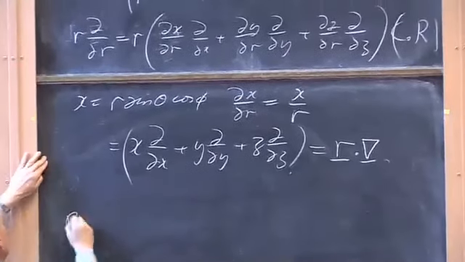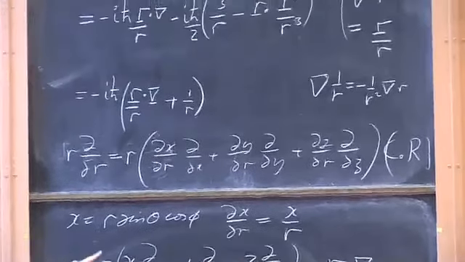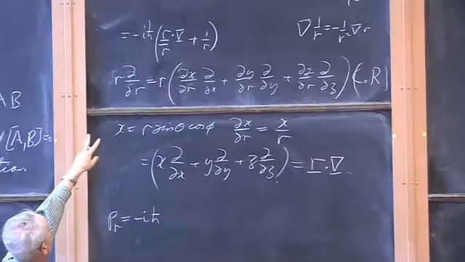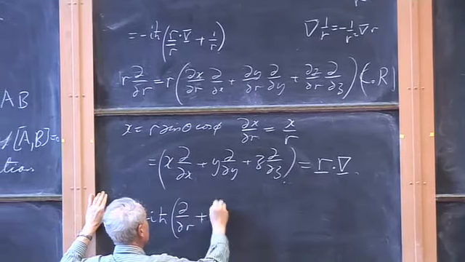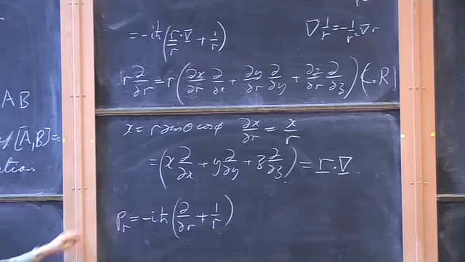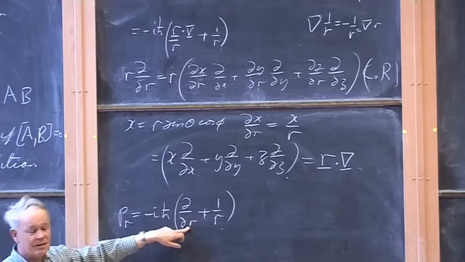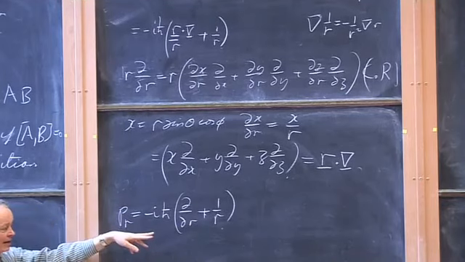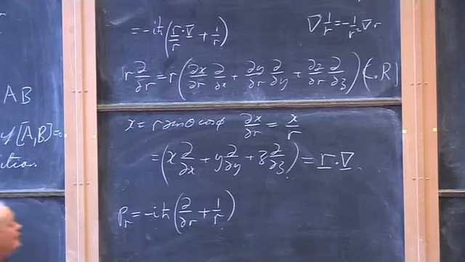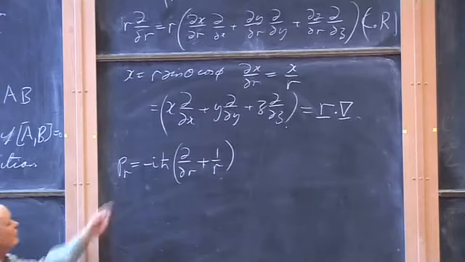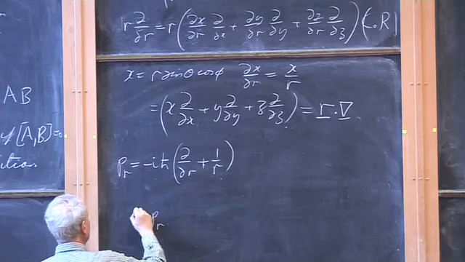So I have now that PR is equal to minus i h bar. R dot grad, we've just agreed, is r d by dr. So those r's go away, and we have d by dr plus 1 over r. So we have an interesting result. The momentum associated with the radius is not simply d by d radius, like the momentum associated with x is d by dx. There's also this additional term in here. But just to convince you this really is the momentum associated with radius, let's, for fun, calculate the commutator of r and PR.